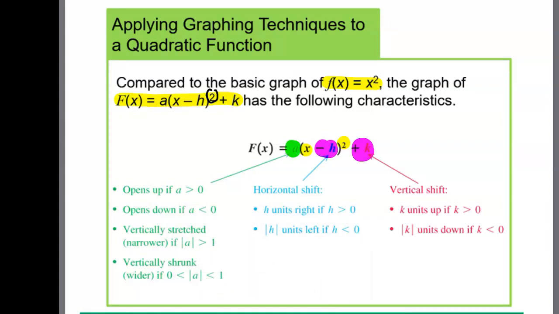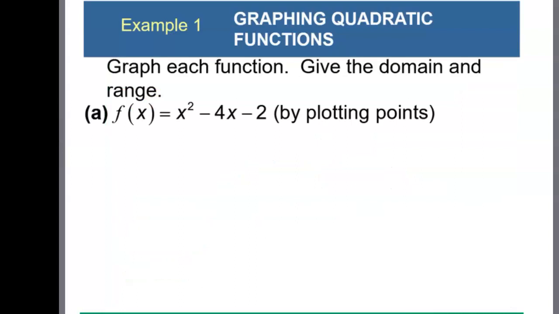So if a is positive, then the graph is going to open up. If the value for a is negative, the parabola is going to open downward. And then we look at the value for a. If the absolute value of a is greater than 1, then the graph is stretched, and the graph shrinks if a is a fractional value between 0 and 1. Okay, so keeping that in mind, if we write a function in that vertex form, we can then graph by using transformations.